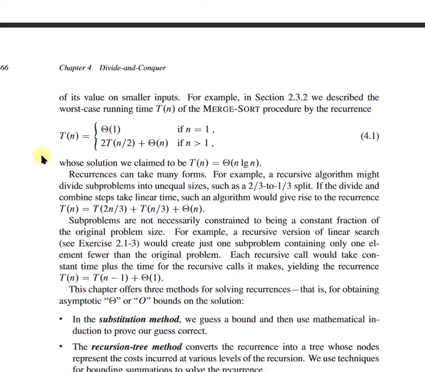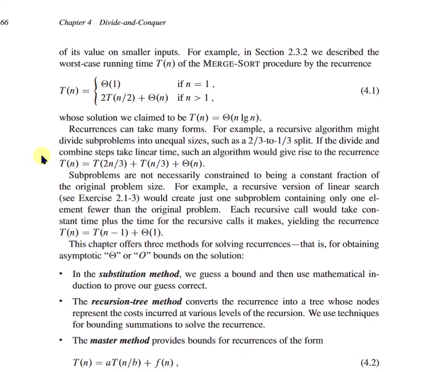For example, a recursive algorithm might divide subproblems into unequal sizes, such as a 2/3 to 1/3 split. If the divide and combine steps take linear time, such an algorithm would give rise to a recurrence. Subproblems are not necessarily constrained to being a constant fraction of the original problem size. For example, a recursive version of linear search would create just one subproblem containing only one element fewer than the original problem. Each recursive call would take constant time plus the time for the recursive calls it makes, yielding the recurrence.